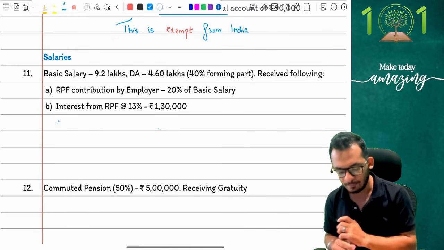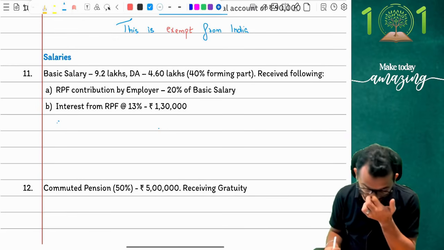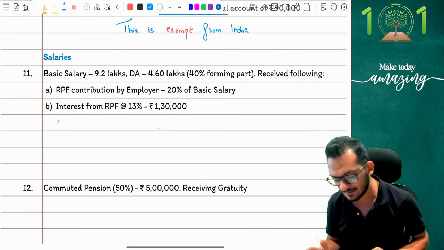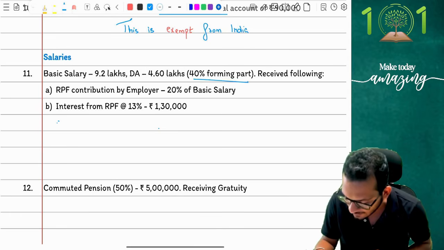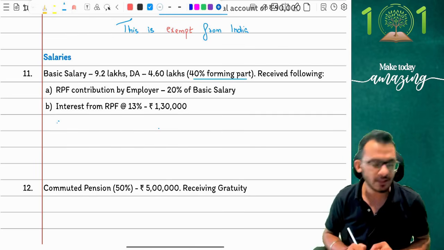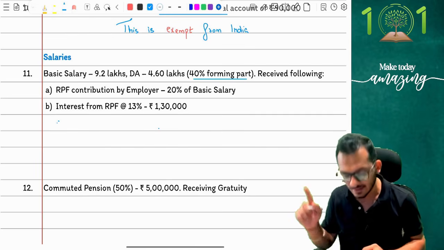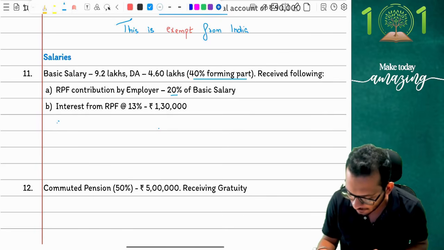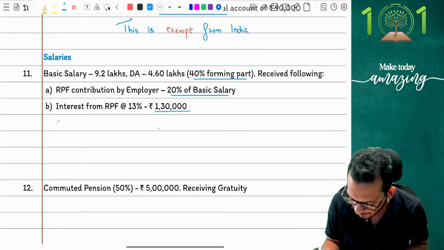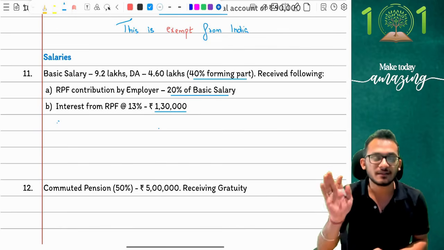The question is on PF. The question says my basic salary has been confirmed as 9.2 lakhs and my DA has been confirmed as 4.6 lakhs, but only 40% is forming part. Now the question says, I have received the following contributions: an RPF contribution from the employer of 20% of basic salary. Then I have interest from RPF of 1,30,000, which is 13%.